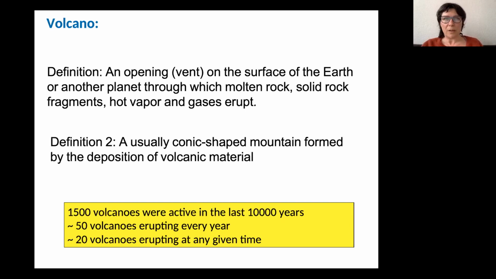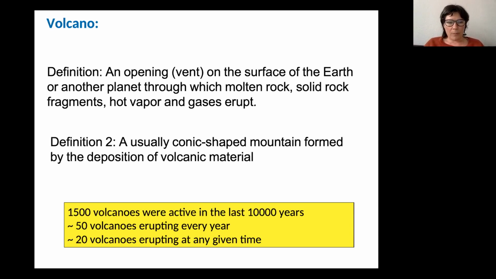However, this 10,000 years, although it's very widely used, can also be confusing because evidence is emerging that 10,000 years is actually a bit short of a time scale, because there are areas on the planet that erupted 12,000 years ago, for example, and still appear quite active. And therefore, this is not really clear. It's not a sharp boundary, although it is used as a number. Okay, then every year, we have around 50 volcanoes on average erupting. And at any given time, on average, we have around 20 volcanoes erupting.